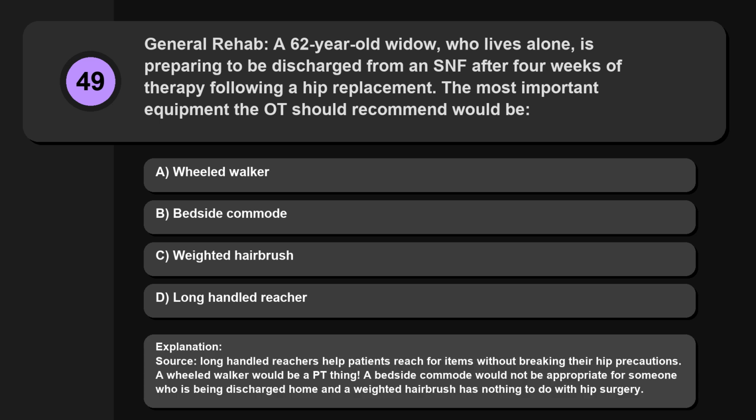Long-handled reachers help patients reach for items without breaking their hip precautions. A wheeled walker would be a patient thing. A bedside commode would not be appropriate for someone who is being discharged home, and a weighted hairbrush has nothing to do with hip surgery.